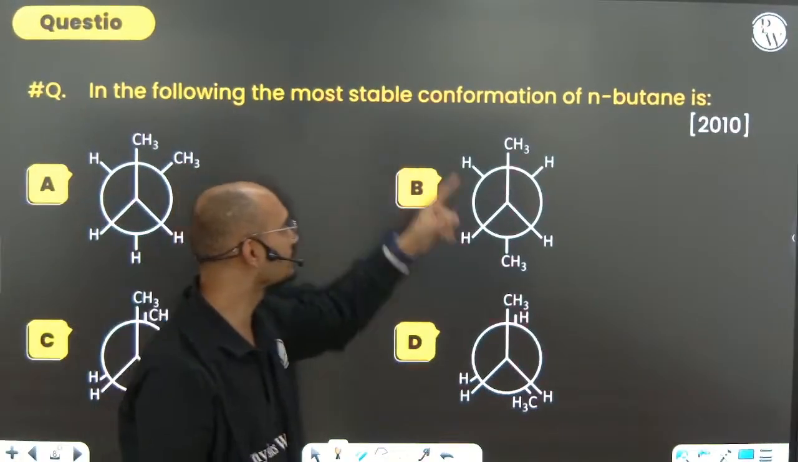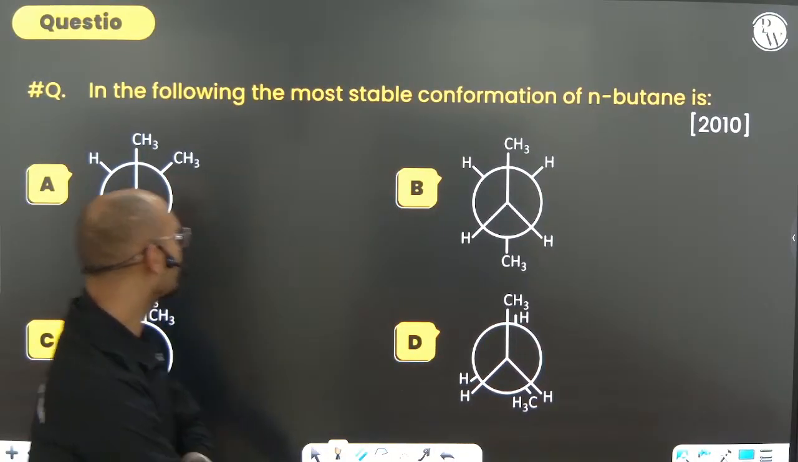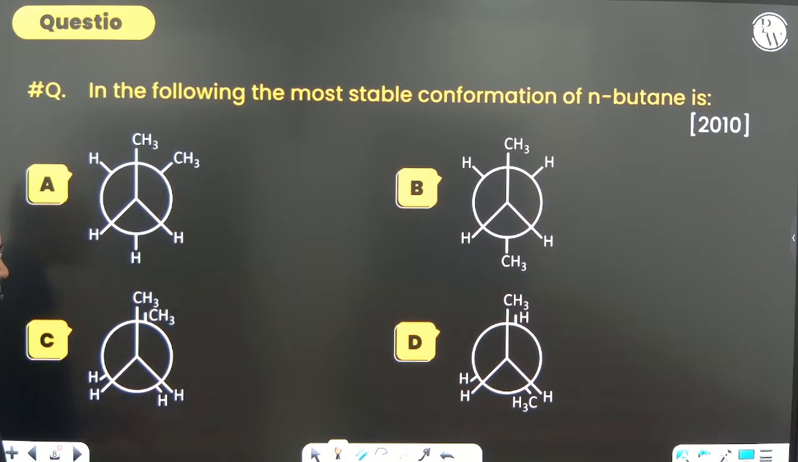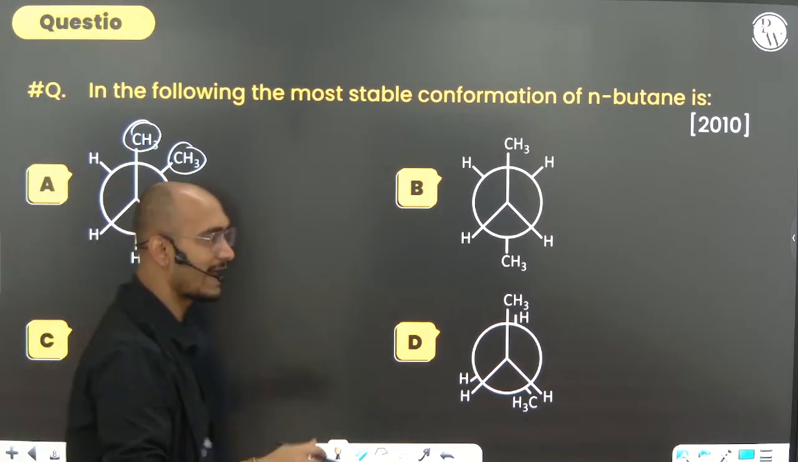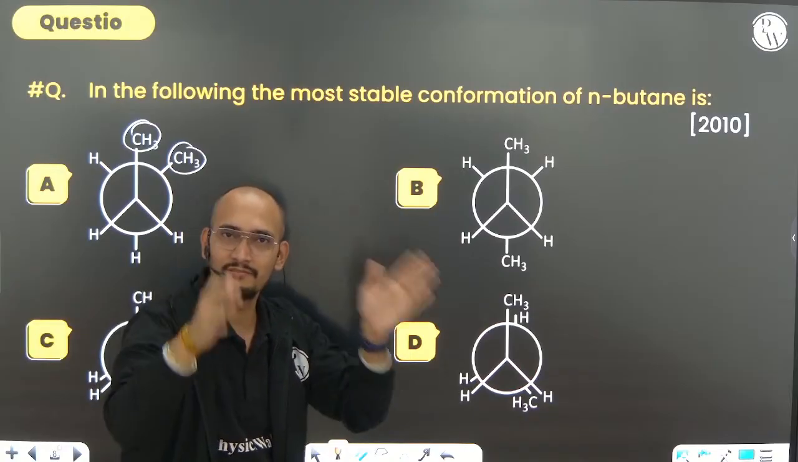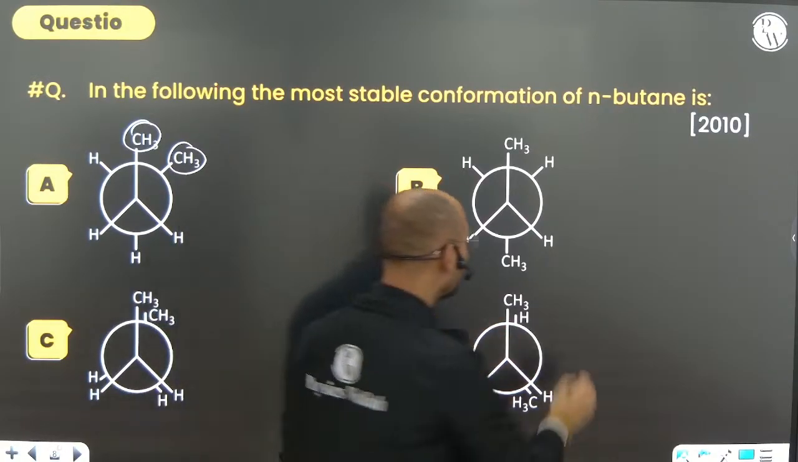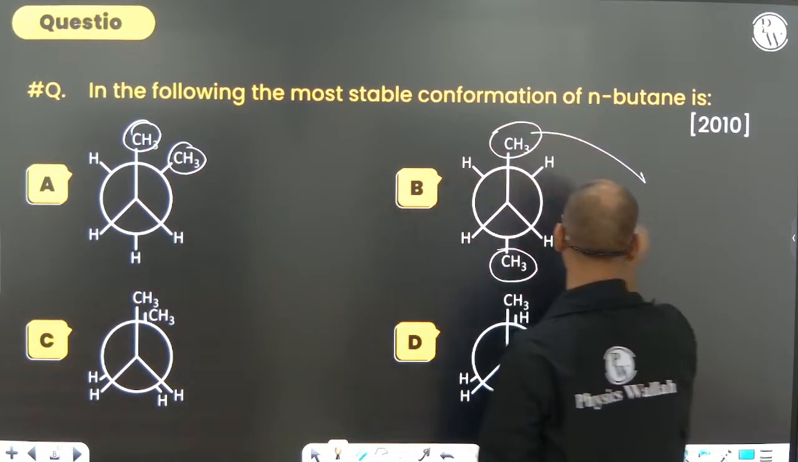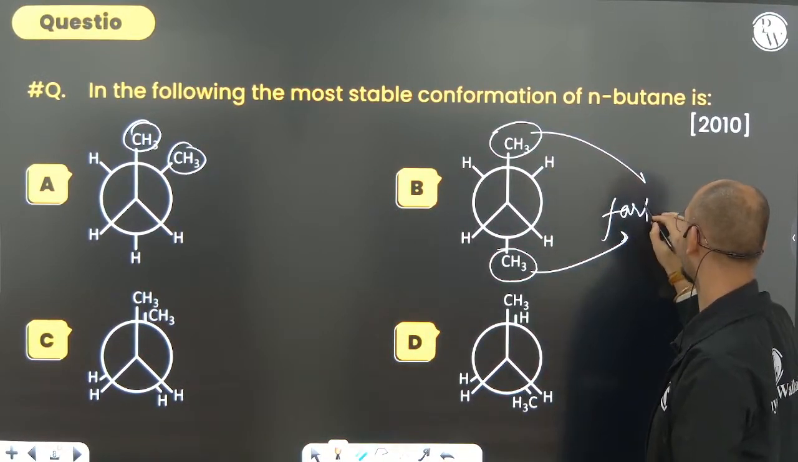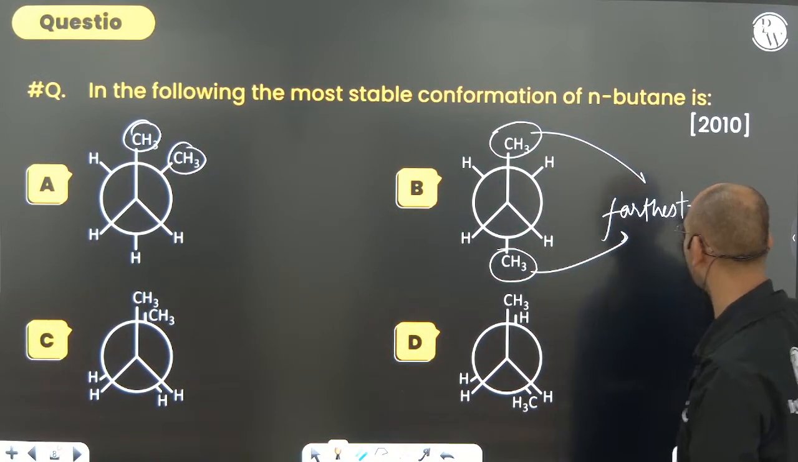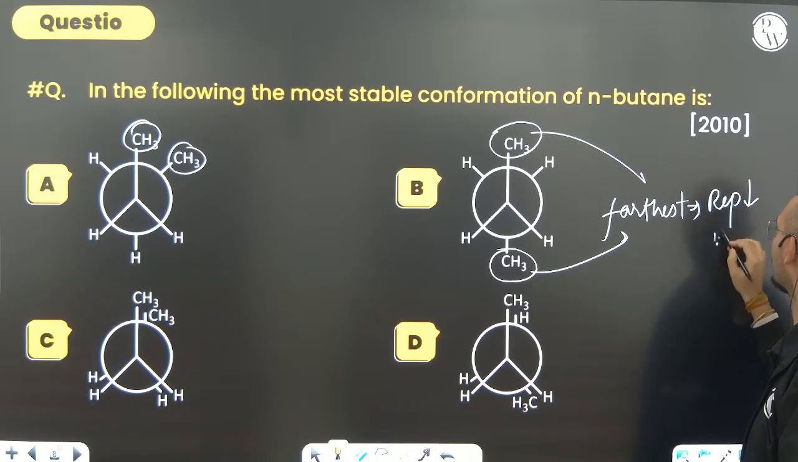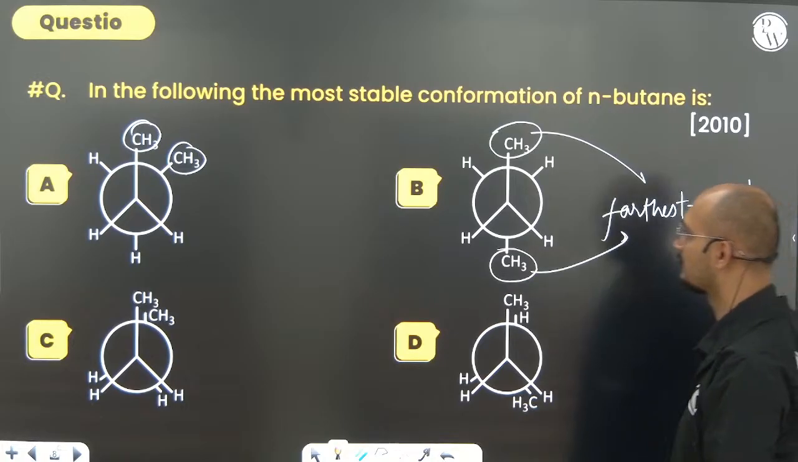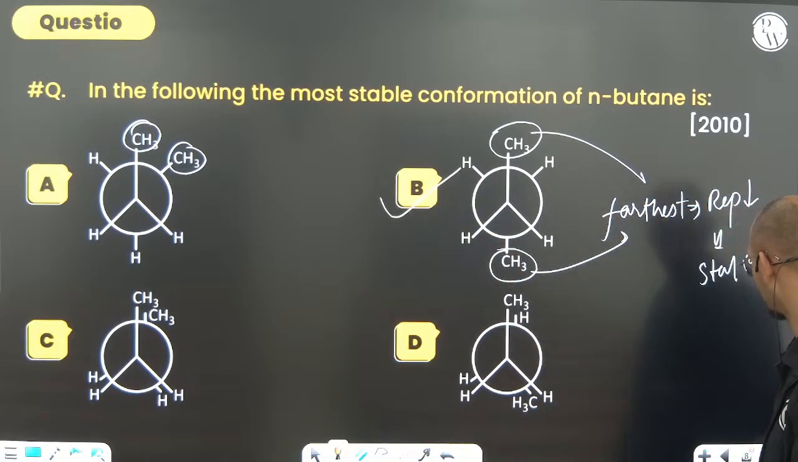In the following, what is the most stable conformation of n-butane? It is where there will be minimum repulsion. Can you see CH3? They are larger groups. As they are farthest from each other, this will have the maximum stability. If they are farthest, their repulsion will be minimum, so stability will be maximum. Option B is the correct option, not a big deal. And this is nothing but anti, right? Next, move ahead.